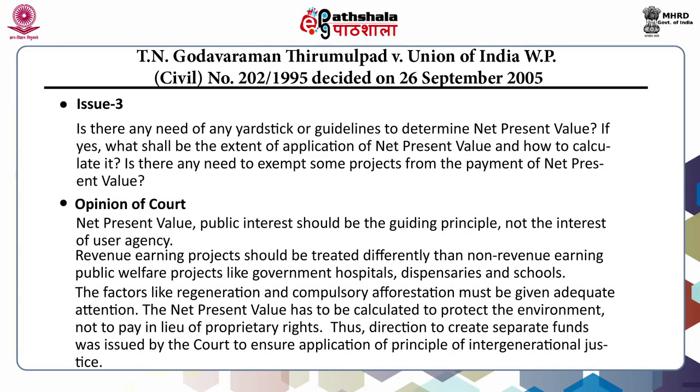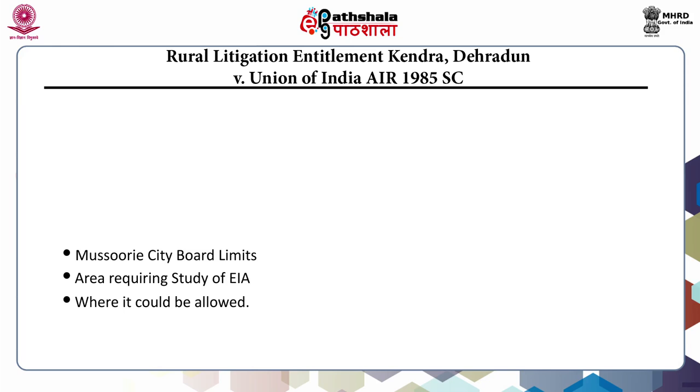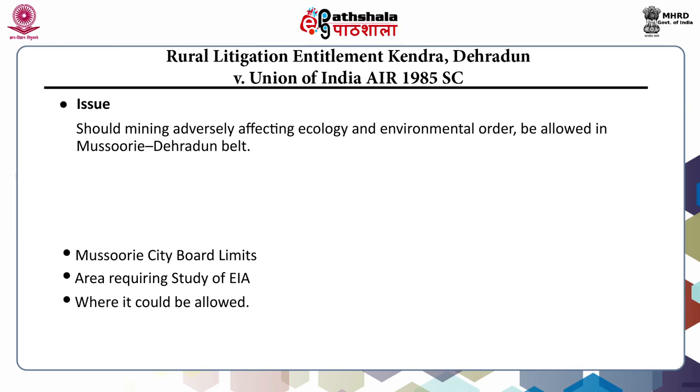Friends, our discussion would be incomplete if we do not discuss the contribution of the judiciary through the case of Rural Litigation Entitlement Kendra Dehradun versus Union of India, All India Reporter 1985, at 652 of the Supreme Court portion. In this case, the question was whether the mining that is adversely affecting the ecological and environmental order should be allowed in the Mussoorie-Dehradun belt. Besides, this case is a very landmark case.